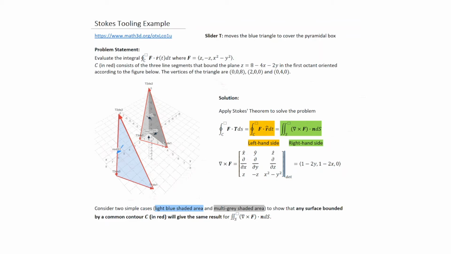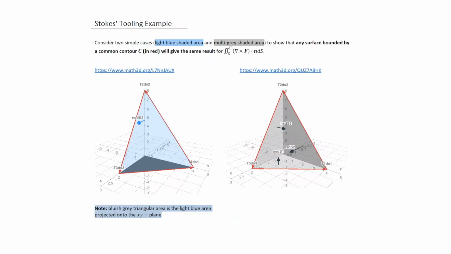So again, we're going to consider two simple cases, the light blue shaded area and the multi-gray shaded area, to show that any surface bounded by a common contour C, shown in red, will give the same result for the surface integral of curl of F dot n dS. So we're going to look at this case and we're going to look at this case in turn.